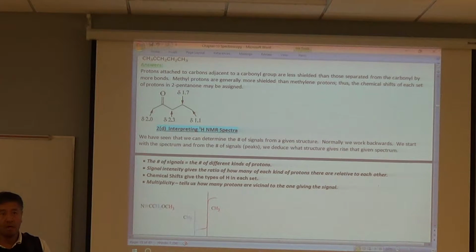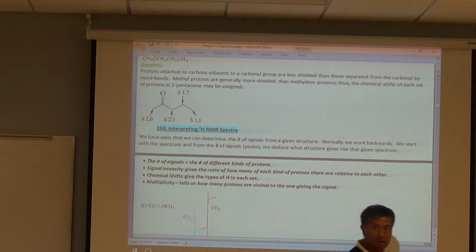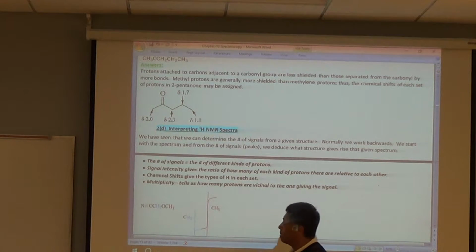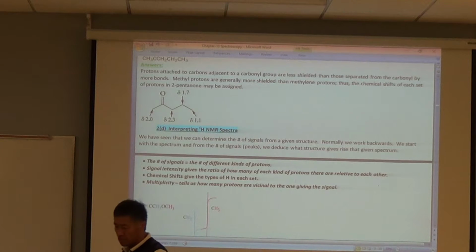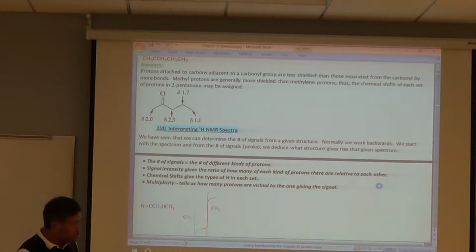Why is the proton the 2.3? Why is that one bigger? Is it a bigger number or less shielded? Yeah, that's de-shielded more. 2.3. Yeah, 2.3. So you can see these two guys.